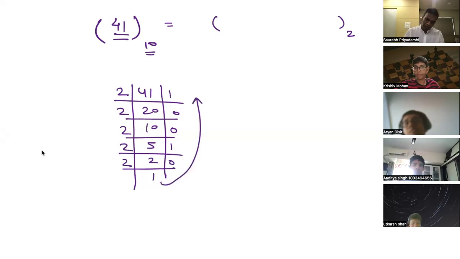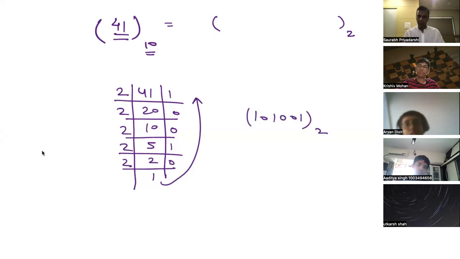Dividing by 2 repeatedly, the remainders we get are 0 and 1 each time. So I have to write it something like this: 1 0 1 0 0 1.